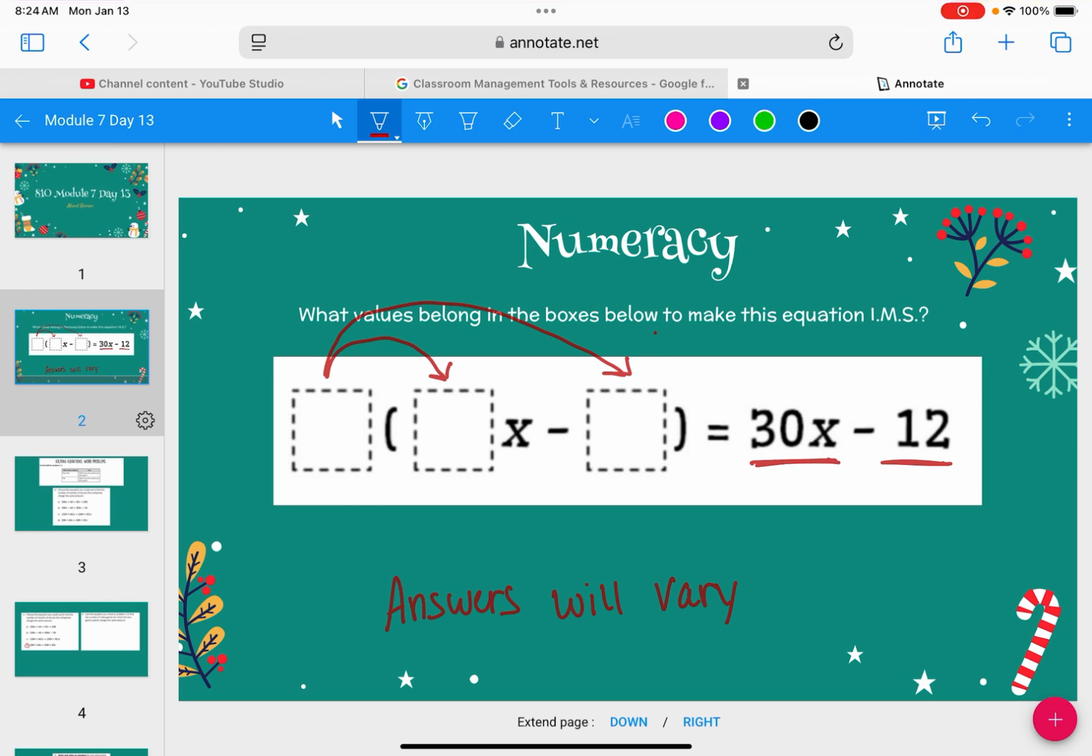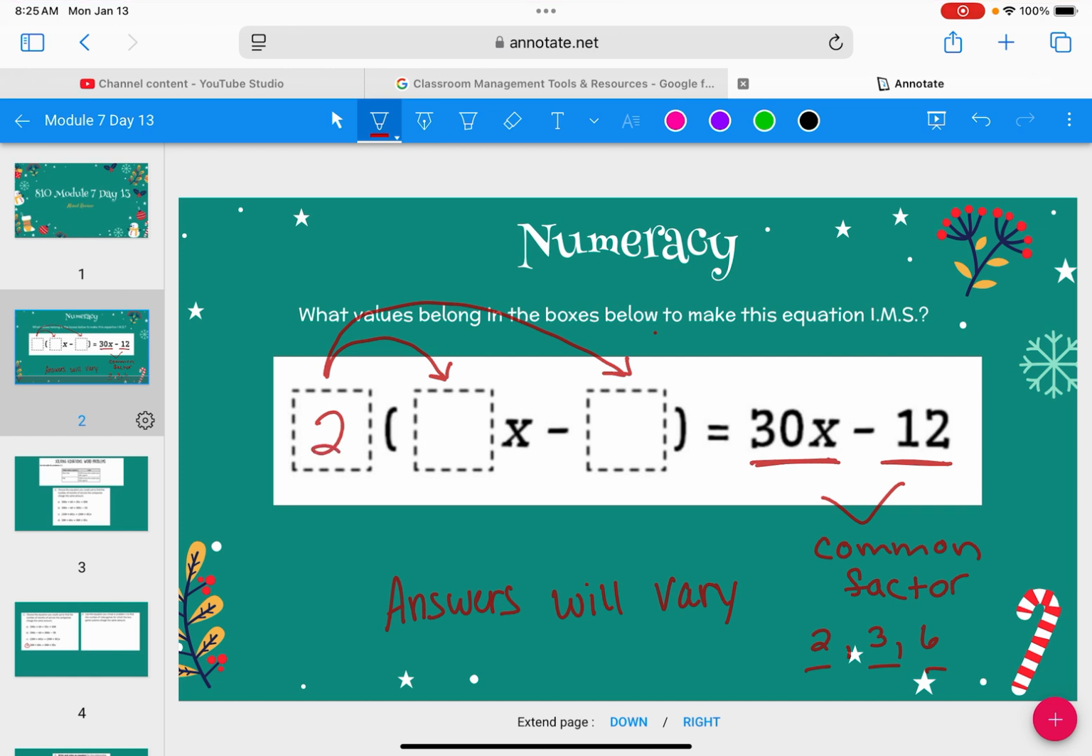So if you think about it, you want to come up with a common factor for both 30 and 12. Well, we could use 2, right? That's a common factor of both. We could use 3. 4 does not work. 5 does not work. 6 also works. So you could pick any of these 3 numbers to use over here.